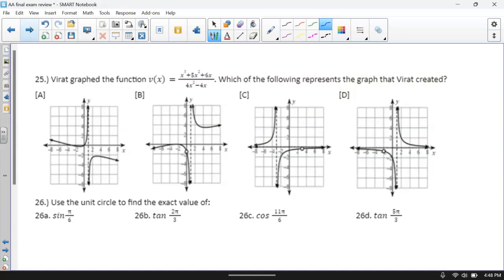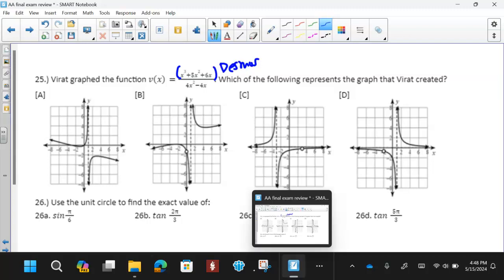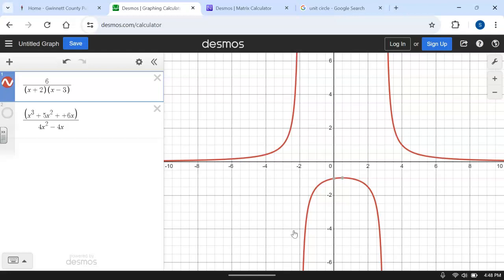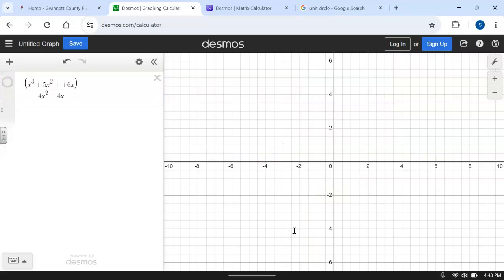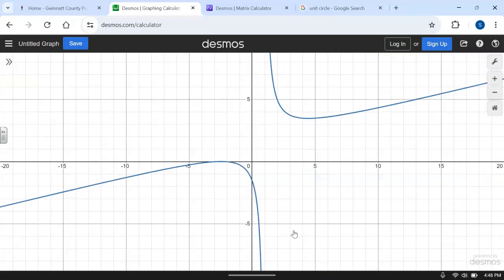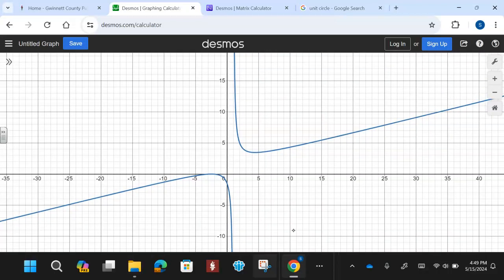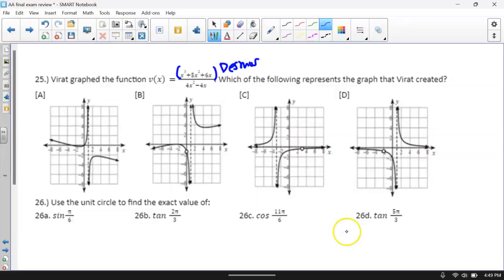Then same thing for 25. If I'm given an equation and I'm looking to see which graph it's representing, then graph this in Desmos. You just got to make sure to put this here in parentheses. I already graphed that. Notice how you got to keep it up top in parentheses divided by 4x squared minus 4x. And then here's your graph. Zoom in, zoom out, so that now you can see, according to our graph here, that's why the answer is B.